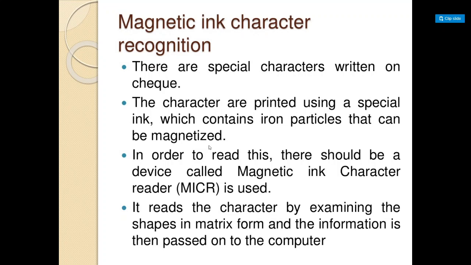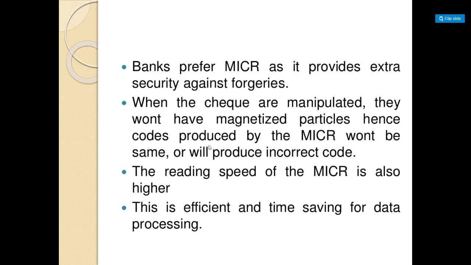Next is magnetic ink character recognition. There are special characters written on the cheque, as you might have seen. Wherever the cheque number is written, there are special characters, and these characters are printed using a special ink which contains iron particles that can be magnetized. In order to read this, there should be a magnetic ink character reader, used to read the MICR codes. It reads the characters by examining the shapes in matrix form, and the information is then passed on to the system.